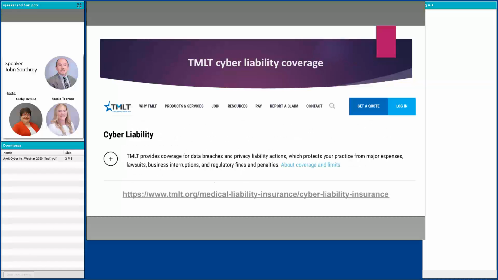So TMLT provides coverage for data breaches and privacy liability actions, which protects your practice from major expenses, lawsuits, business interruptions, and regulatory fines and penalties. And I might as well insert in there ransom demands.